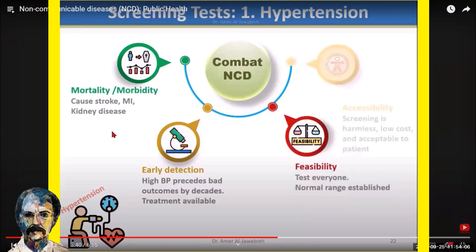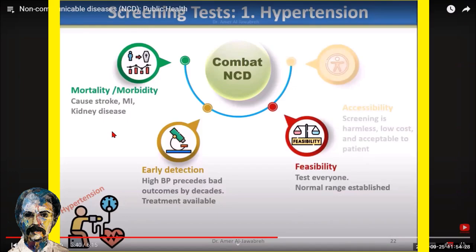Feasibility. Nowadays, you can just buy this sphygmomanometer at home and you can test yourself for hypertension. If 2-3 times you are abnormal, go and make double check in the hospital using the sphygmomanometer in the hospital. Maybe it's more professional. And then after this, you can be diagnosed. Normal range is established, no problem.